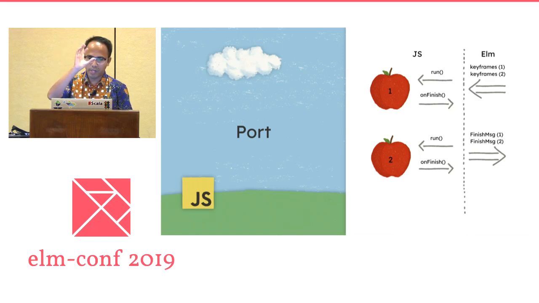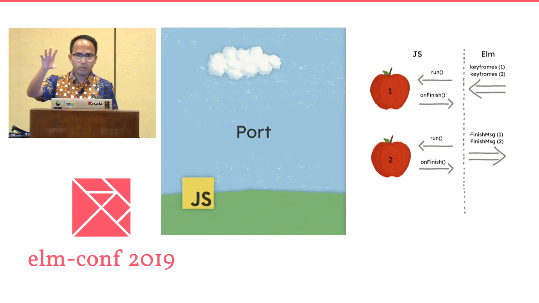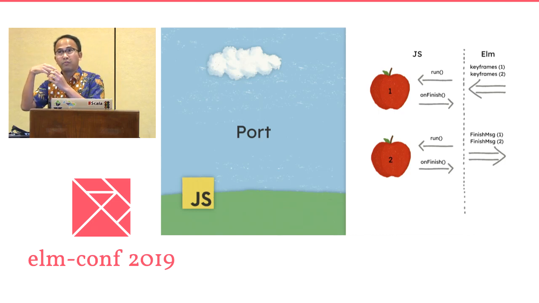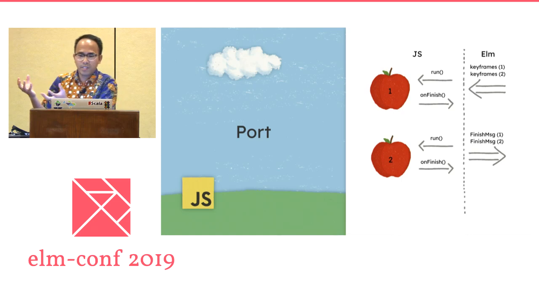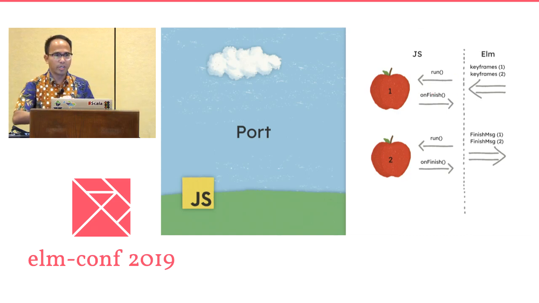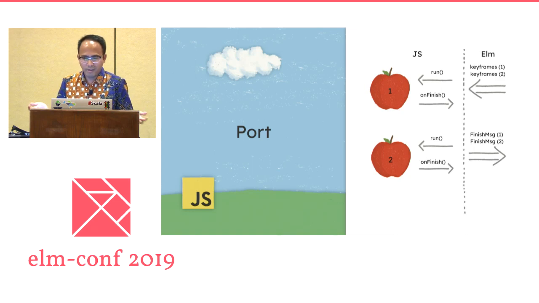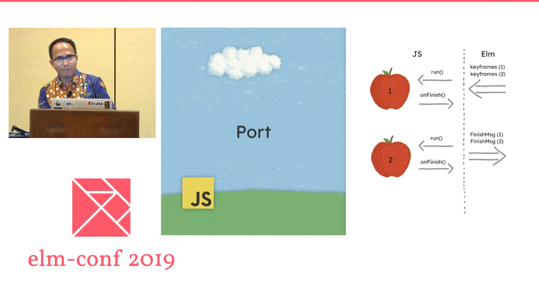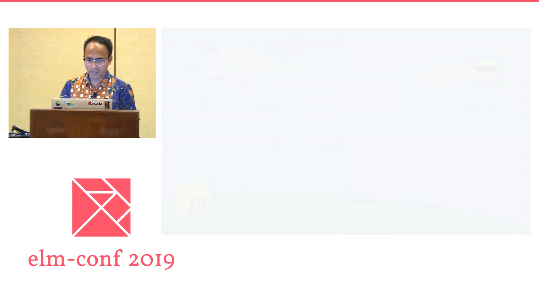If you have two animations, in this case Apple 1 and Apple 2, and you want to send the keyframe animation to run Apple 1, you have to make sure that when you send that through the port, you give some kind of ID saying this animation is for Apple 1. And same thing if you have an event coming from your animation into Elm, you also have to say, let's say this finished event happened for Apple 1. So you have to have a unique ID for each element that you're going to animate. Might be fine, but you have to make up an ID. I don't know, it's not great.